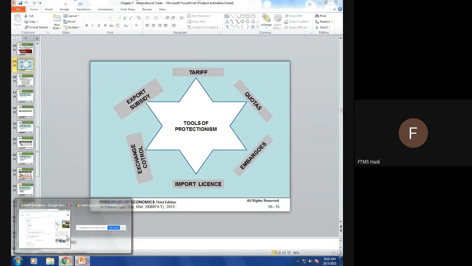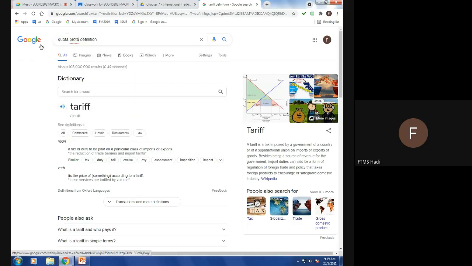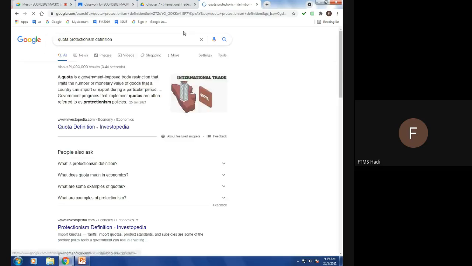Okay, quotas. Let's have a look at quotas. What is the quota definition? Okay, a quota is a government-imposed trade restriction that limits the number, you see, the key word here is limit, the number or monetary value of goods that a country can import or export during a particular period. For example, Malaysia is only allowed to import 100 televisions from Korea. Other than that, cannot. Let's say in 1 year, they are only allowed 100. Or let's say Indonesia is only allowed to export 1,000 kilograms of rice to Thailand, for example. They cannot export more than that.